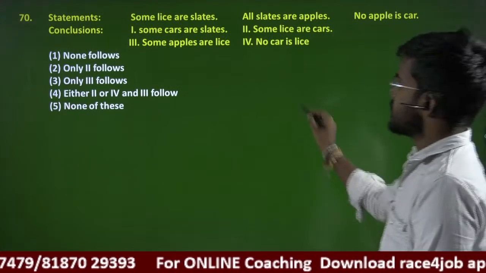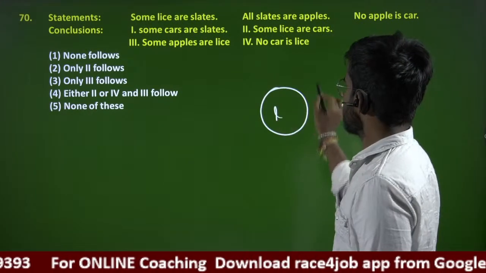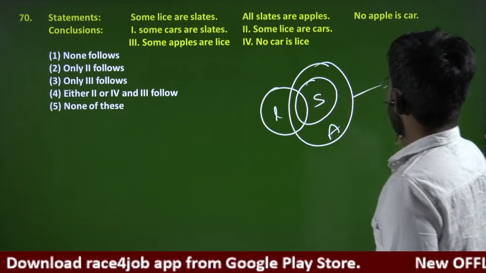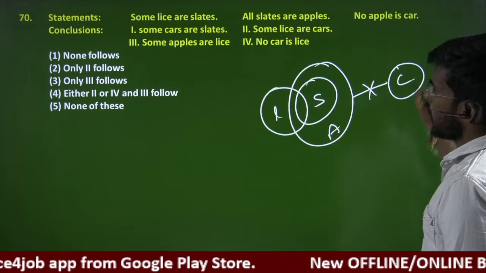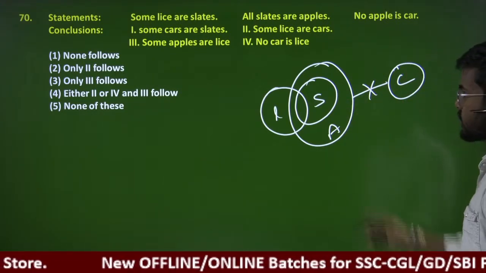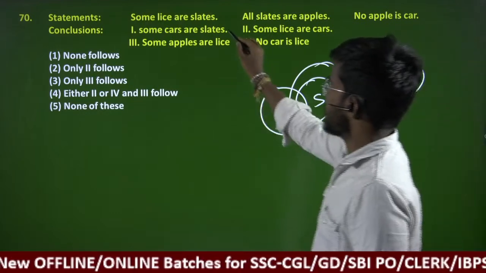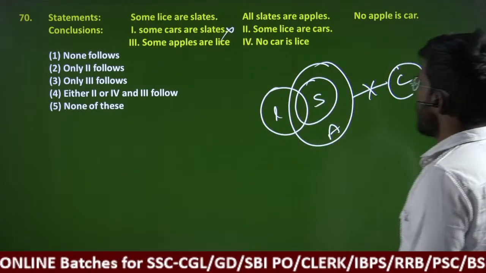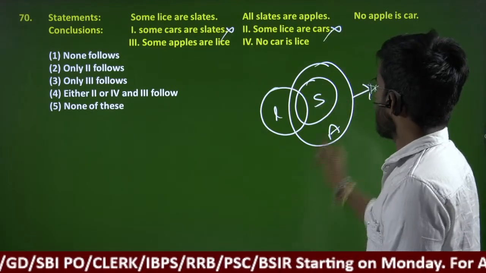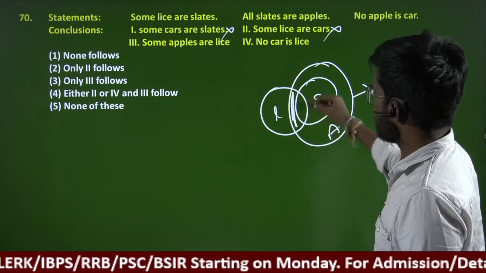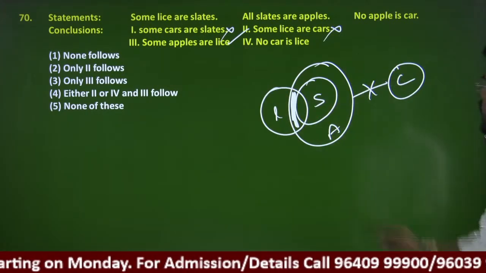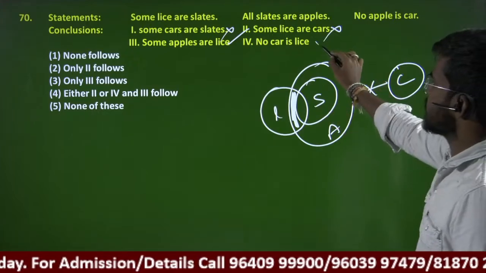Next, see. Some lies are slates. All slates are apples. No apple is car. Some cars are slates. Here outer circle no condition, inner circle also no. So some relation is wrong. Some lies are cars. There is no direct relation between lies and cars. Some apples are lies. Some condition is correct. No car is lies. Yes, this is also correct.